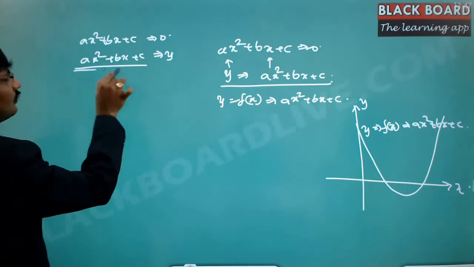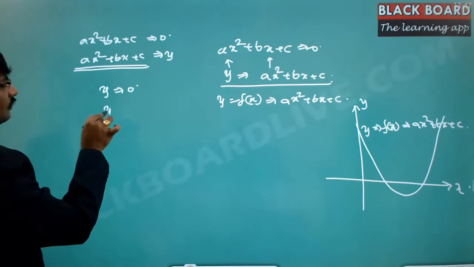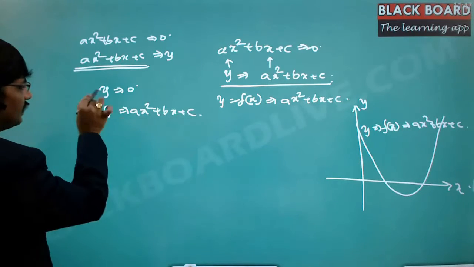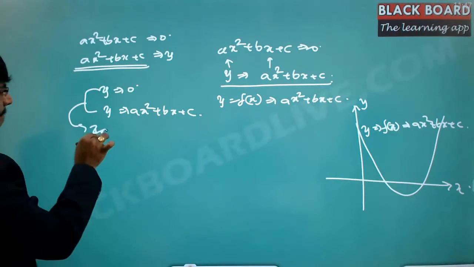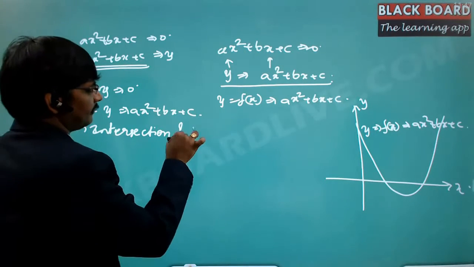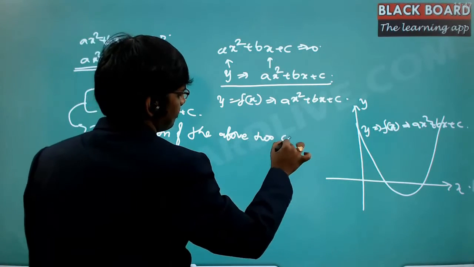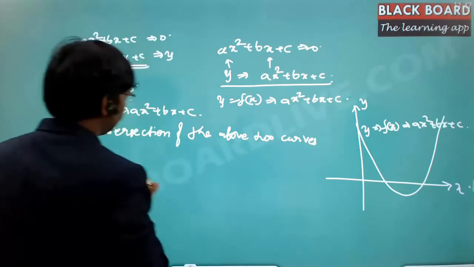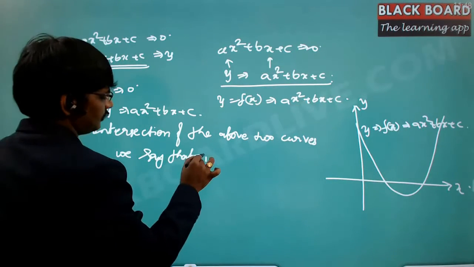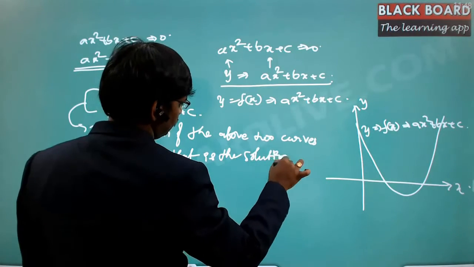which essentially means that I have two different curves. One curve is y is equal to 0 and another curve is y is equal to ax square plus bx plus c, and the intersection of these two, the intersection of the above two curves, we say that it is the solution. So that's what we say, that it is the solution.